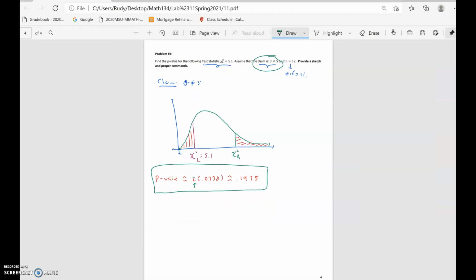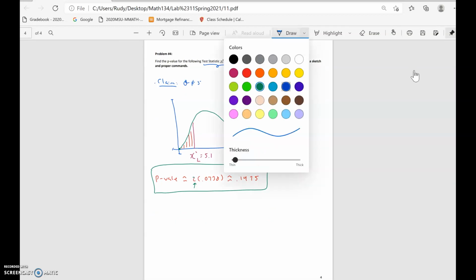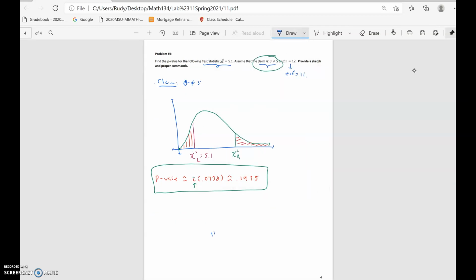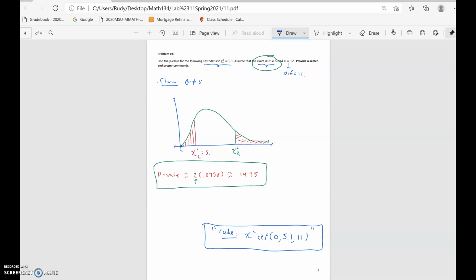Let me just write the code on the side. So our chi-squared CDF from 0 to 5.1 with 11 degrees of freedom. And that's actually it for this problem.